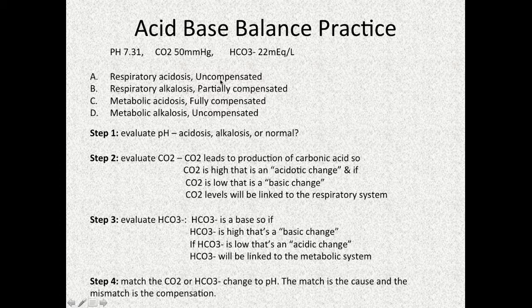So step one, when we look at these values, evaluate the pH. Is the pH within the normal range? If not, is it acidic or is it alkalotic? So normal pH is 7.35 to 7.45. So 7.31 is below the range, which means it's an acidotic change. Okay? So we know we're dealing with an acidosis.